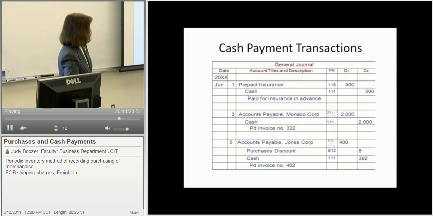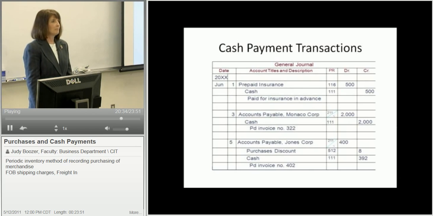And look at the post reference here. What do you see? 211, which is what? Account number for accounts payable. And the check mark indicates? Good. You've recorded it in the accounts payable subsidiary ledger under Jones Corporation. Okay?